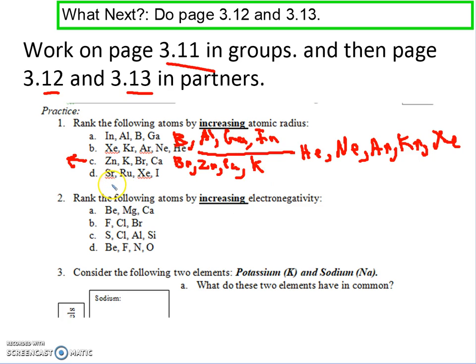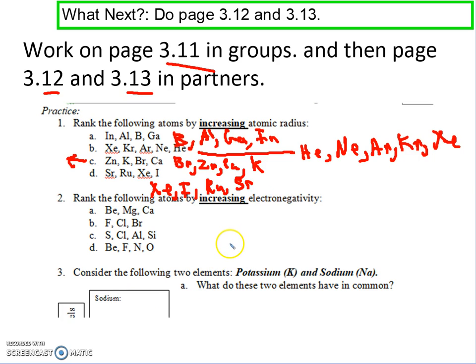Okay, and then these are all in period 5, and again, atomic radius increases to the left, so we would start with xenon, and then iodine, and then ruthenium. That's not one you see very often. And then strontium. Okay, what about electronegativity?